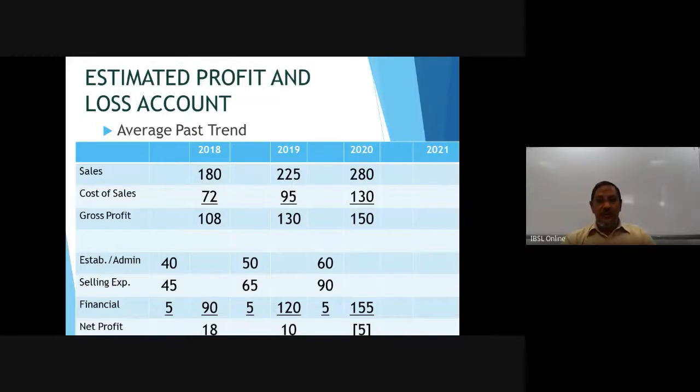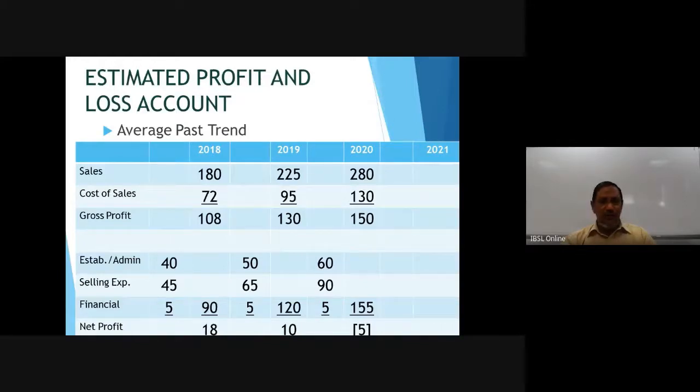We'll see, for example, an estimated profit and loss account prepared on the horizontal method. Compared to continuously given 3 years of information, we got it. Sales: 2018 is 180, 2019 is 225, 2020 is 280.